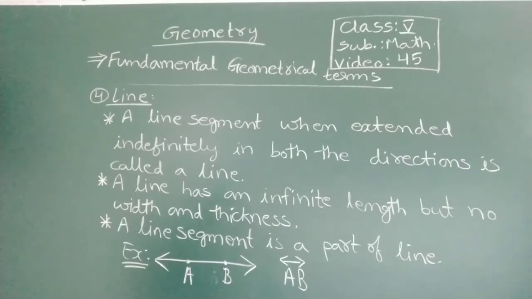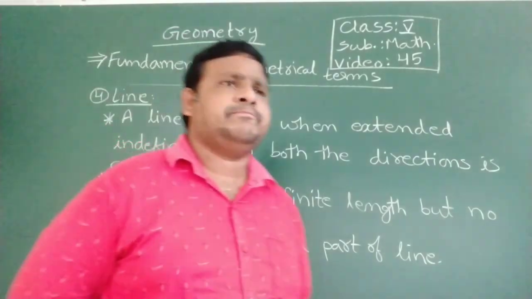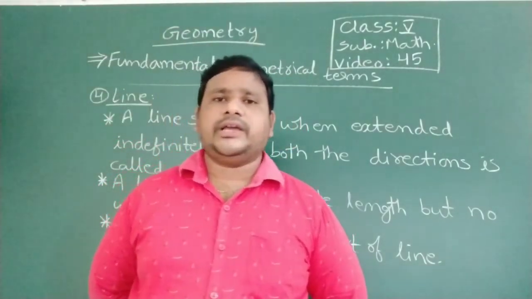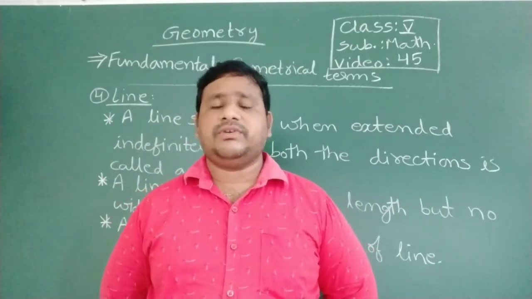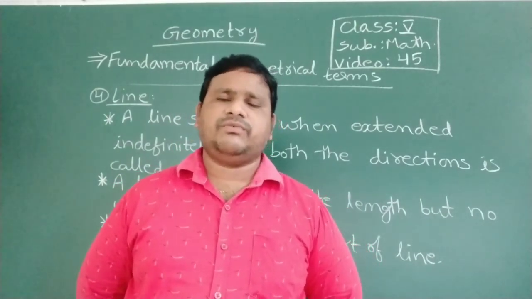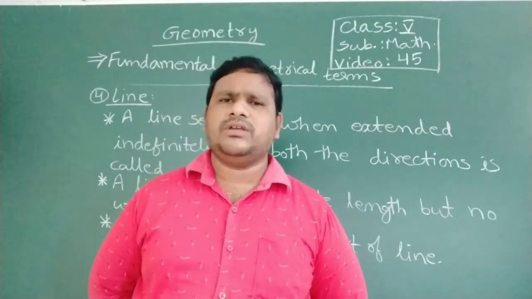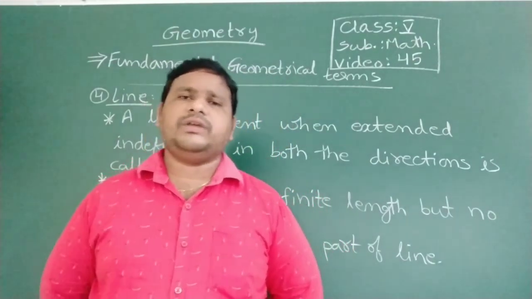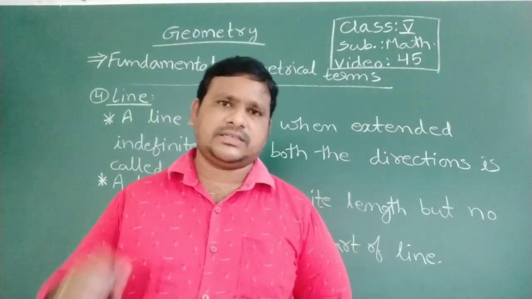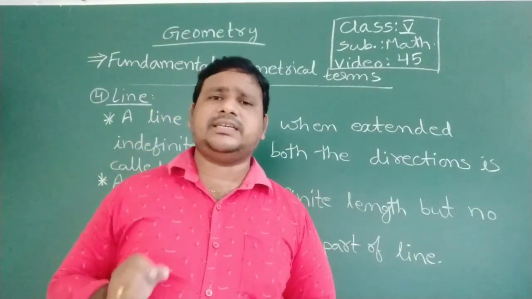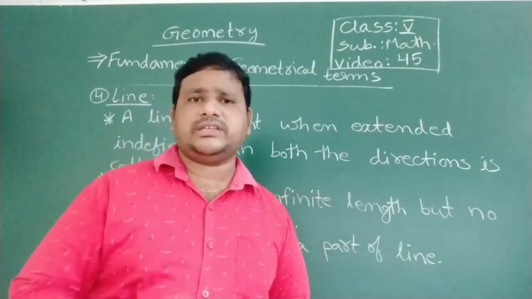Okay. So now I have one doubt here. What is that? We are drawing the points. We are marking the points. We can draw the line segments, rays and lines also. But how is it possible to draw all these things? What is the necessary thing to draw all these things?